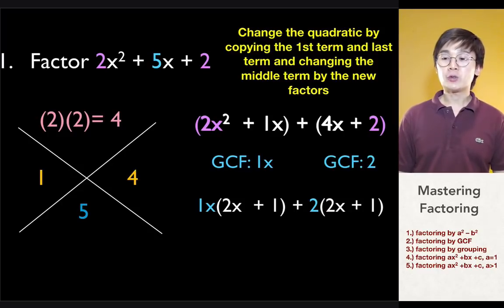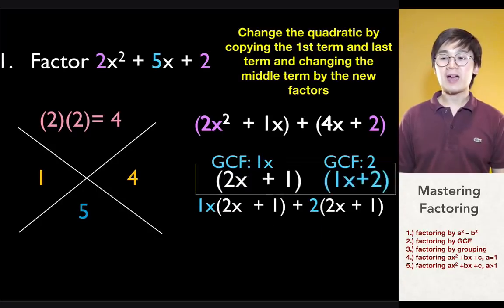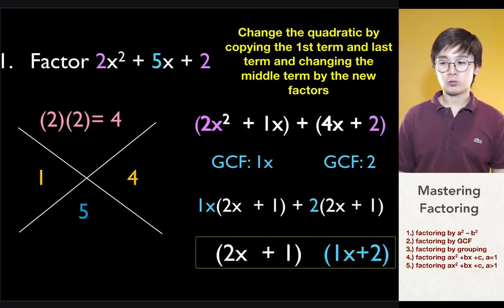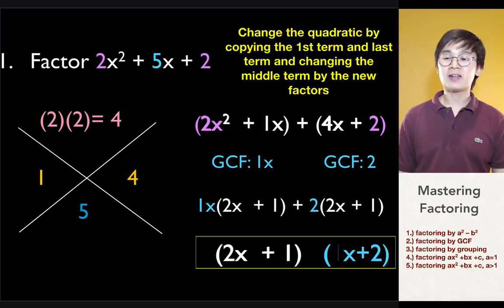So notice that now we have a common factor of 2x plus 1, which we can separate and factor out. So our final factor will be 2x plus 1 times x plus 1, or 1x plus 2. So 1x plus 2 can be further simplified, and we don't have to write the coefficient of 1 anymore, and simply write it as x plus 2. Now if you want to check if this is correct, just like what we did a while ago, just FOIL out 2x plus 1 and x plus 2, and it will equal 2x squared plus 5x plus 2. So this is how we use this factoring technique when the leading term is no longer equal to 1.